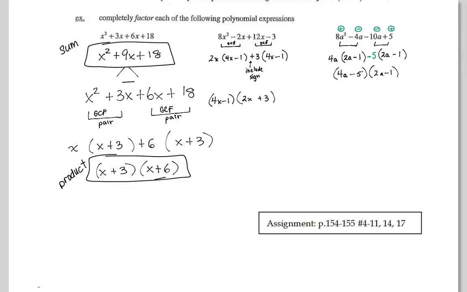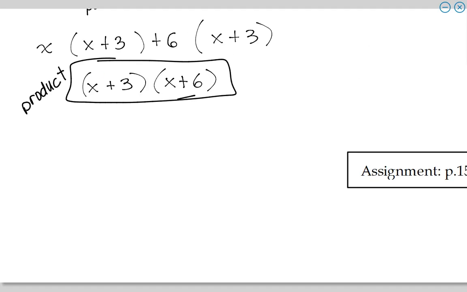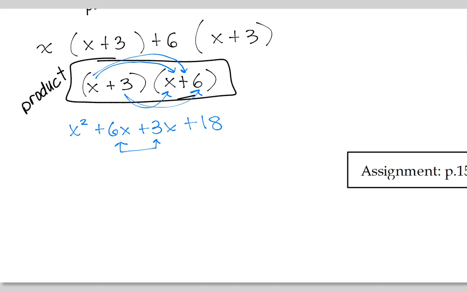We're going to undo what we just did. X times X. X times 6. 3 times X. 3 times 6. These guys are like terms. Do you agree?